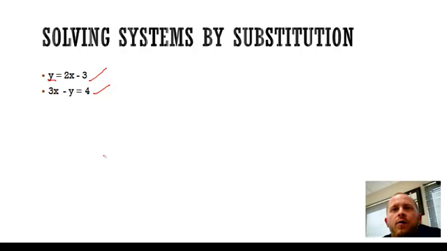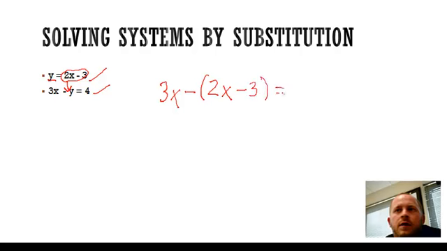That y variable is going to go through, and you're going to enter whatever's on the other side in for your y. So this 2x minus 3 is going to be plugged in for your y in the second problem here. So you have a 3x. Wherever you see that y, you can always put the parentheses, and you have your new equation.